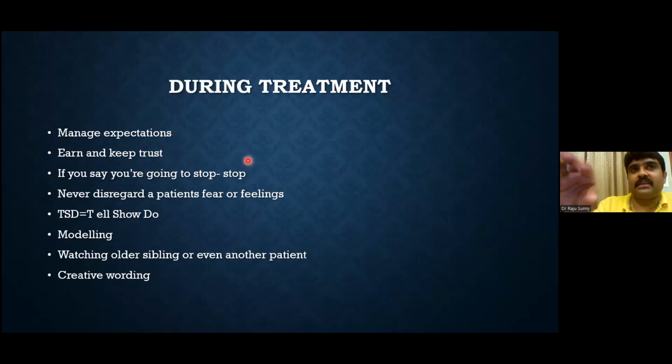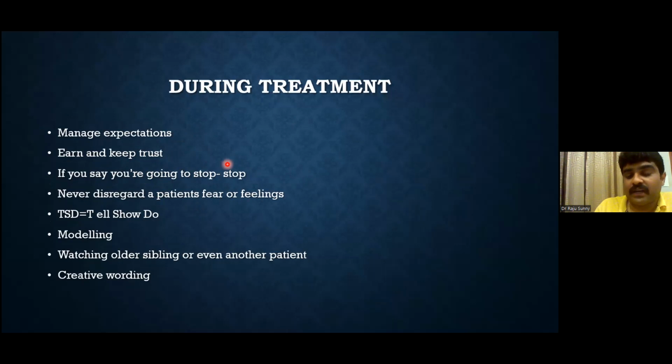If you say, "I'll count till 5, if you keep your mouth open, I'm going to stop after 5," then you should stop the treatment after 5. You should not think that if the child is sitting quietly, I can do a little more preparation. No, you should not do that. That is where you earn the trust of your pediatric patients.